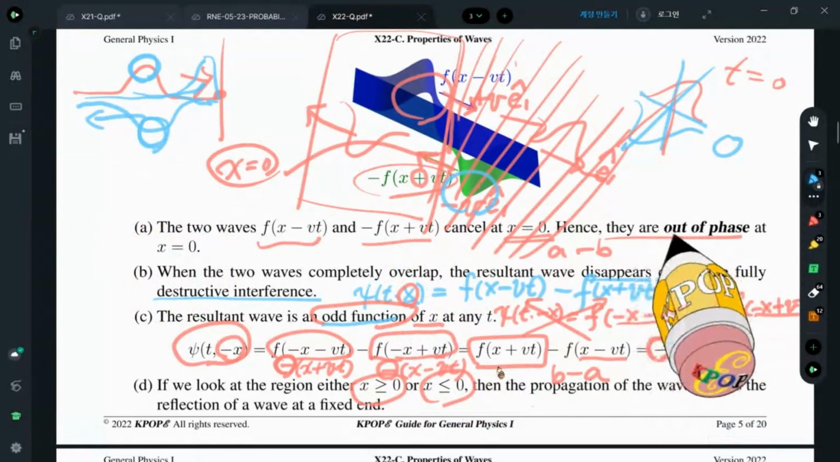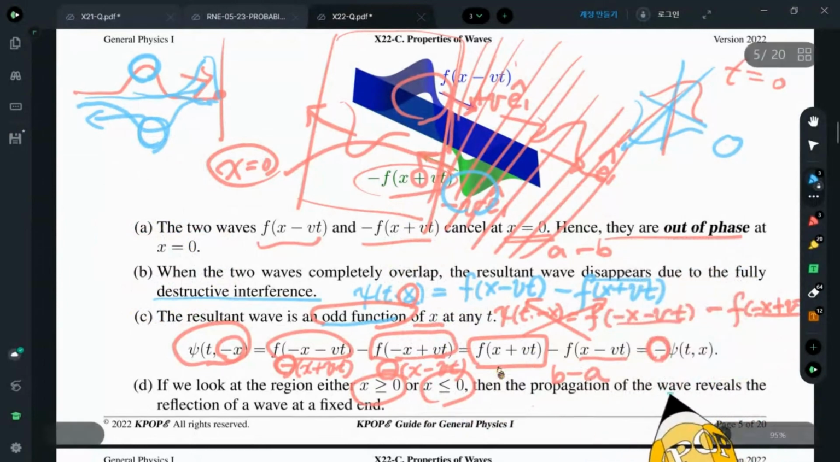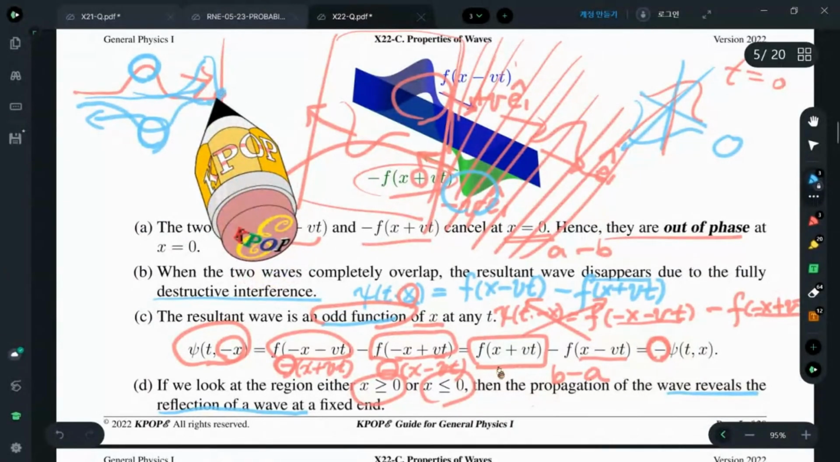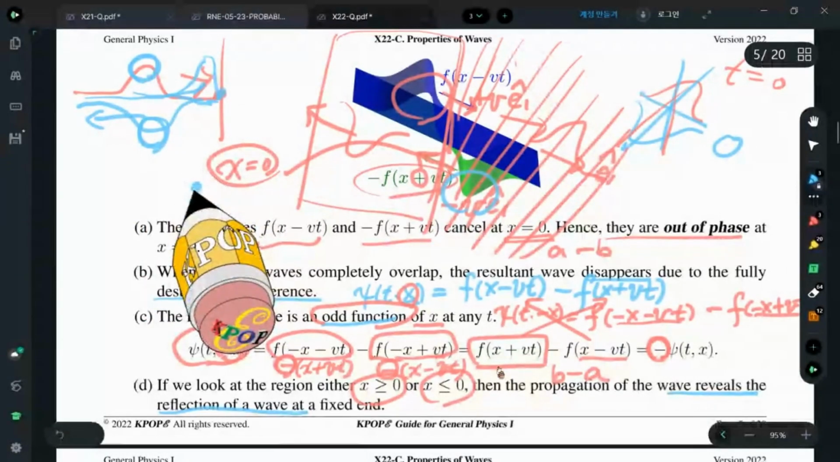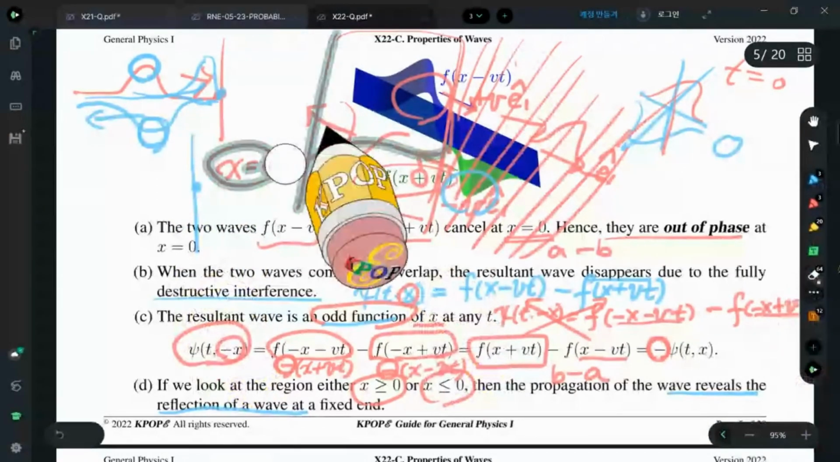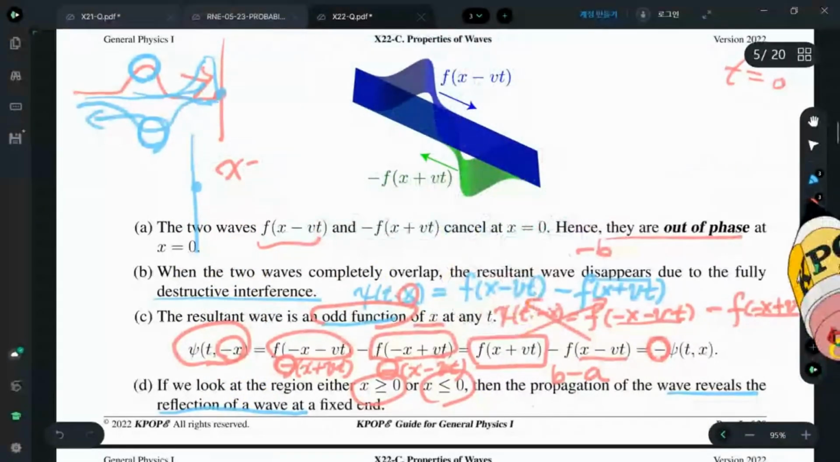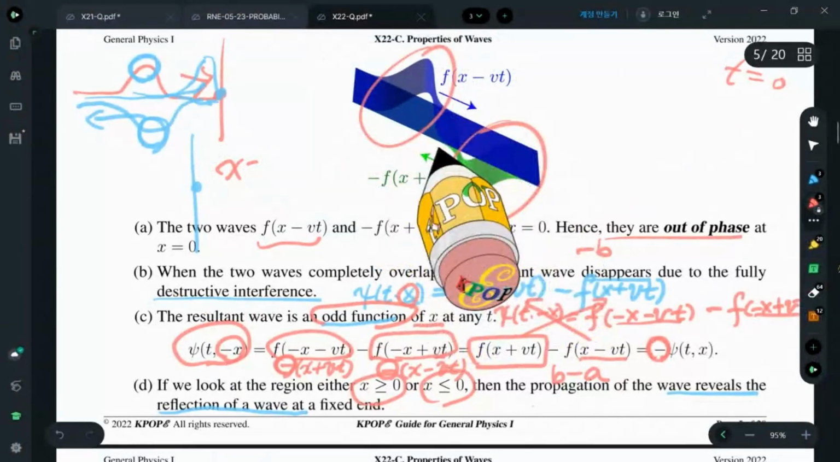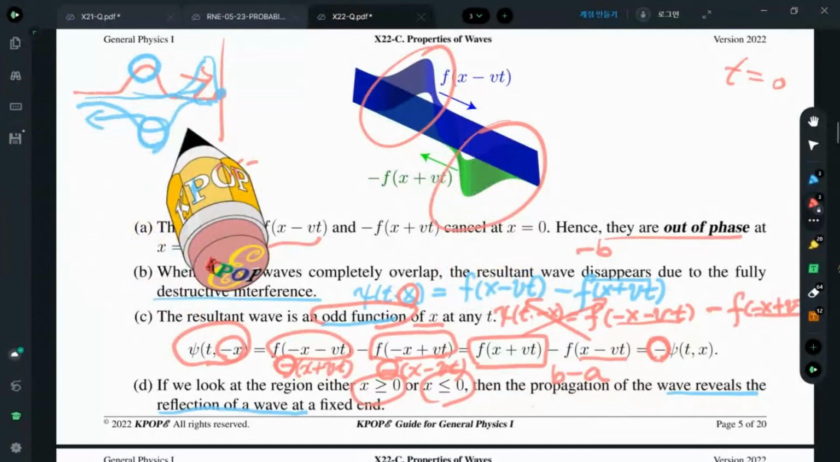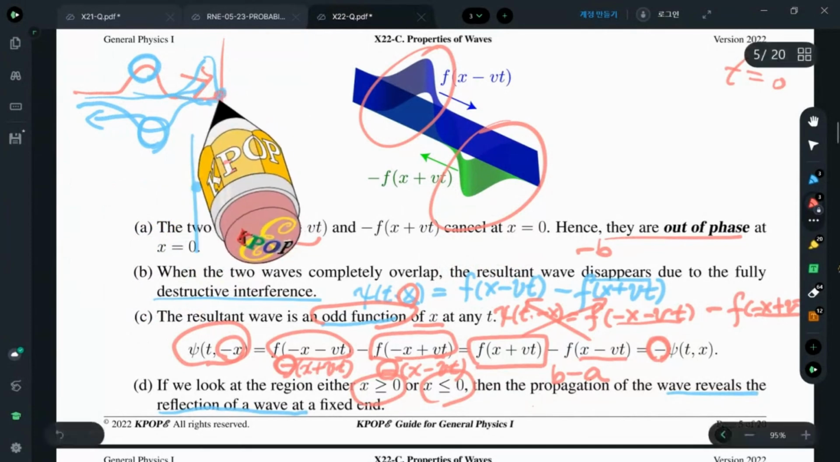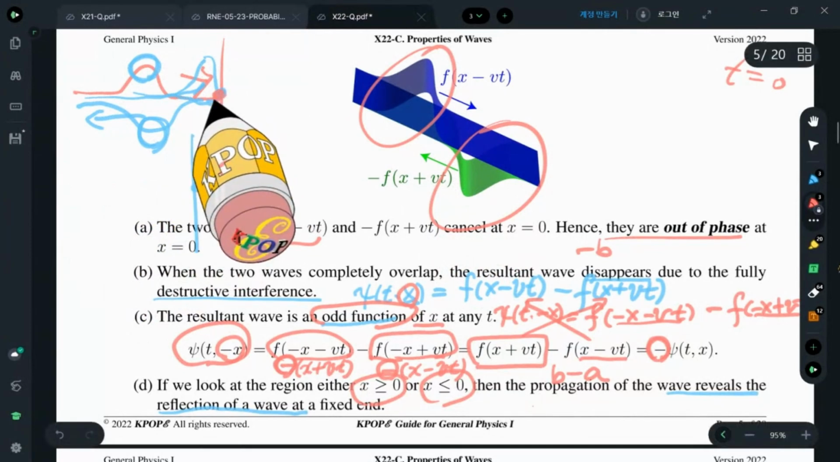This is a realization of reflection of a wave at a fixed end. Although we do not carry out the experiment with a fixed end, this is effectively the summation of these two waves that are making a head-on collision, which reveals the mechanism of a reflected wave around the fixed end.